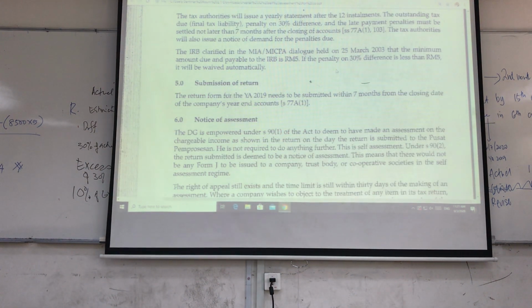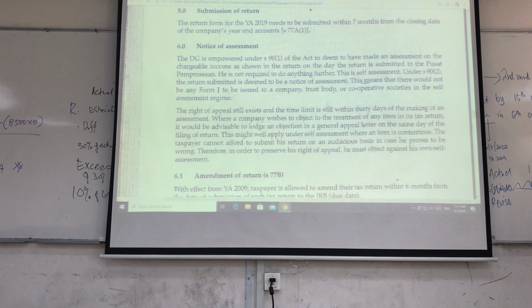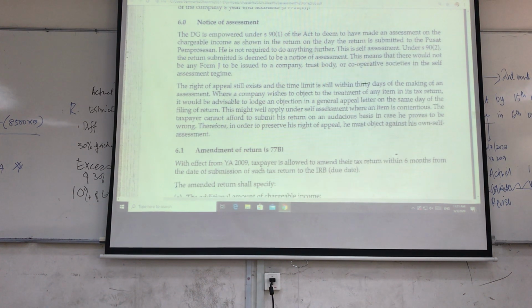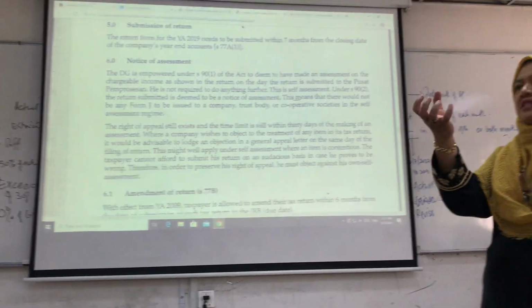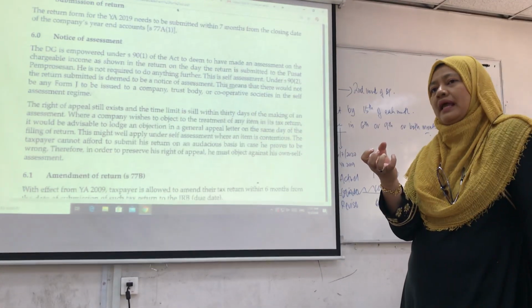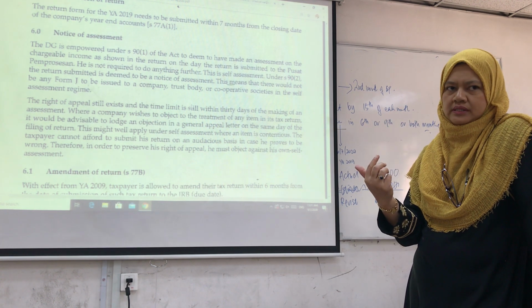Submission of return, you have to submit your Form C within 7 months. When you submit, then you know what your actual tax liability is. Notice of assessment. Previously, when you submitted, the liability board would issue a notice of assessment. Based on the notice of assessment, you have to pay to RB within 30 days from the date of the notice.